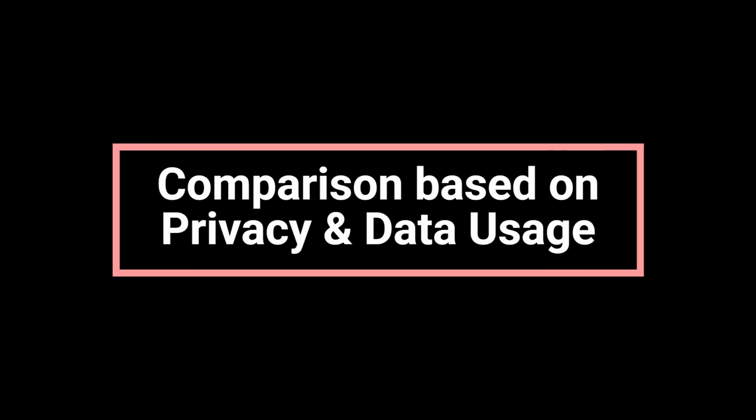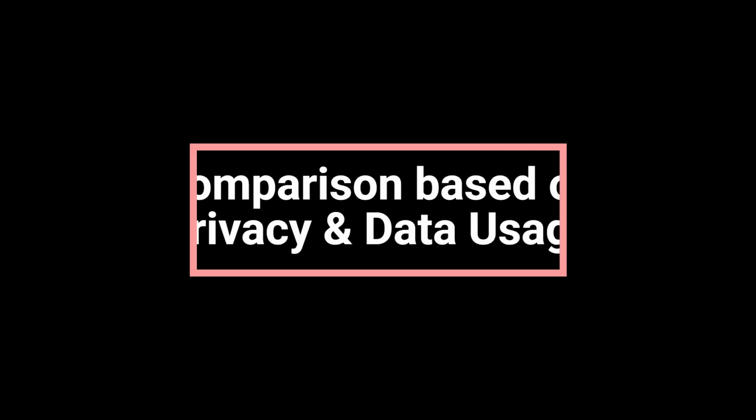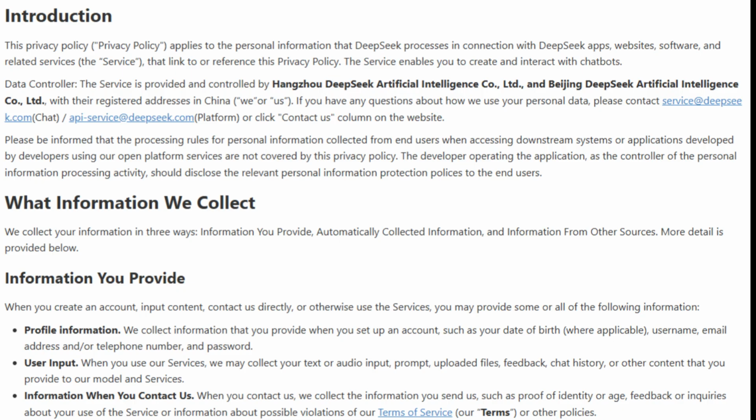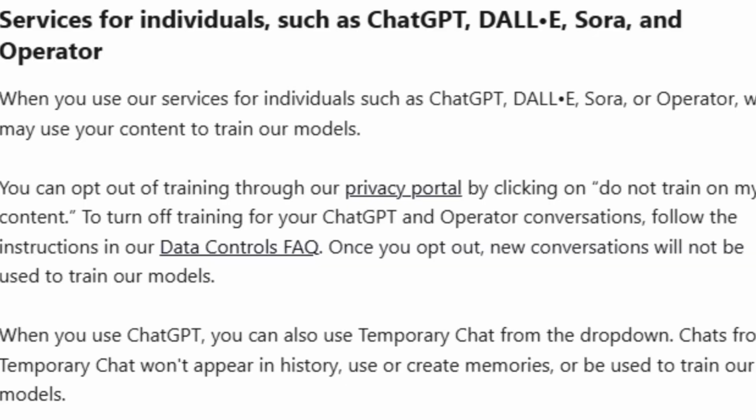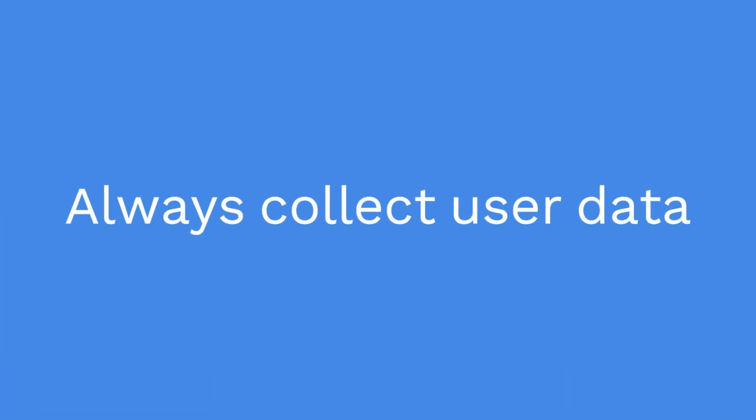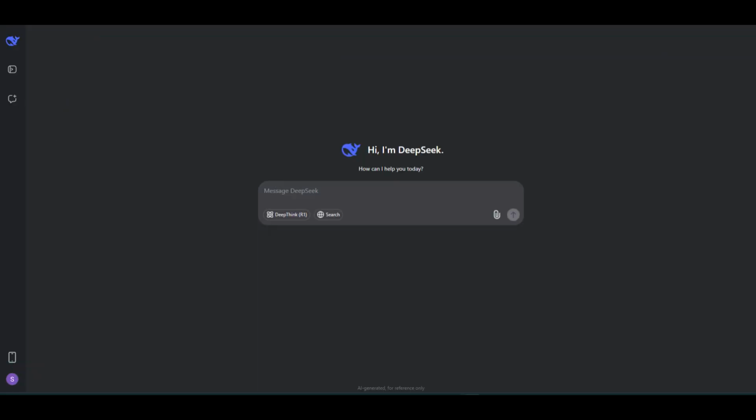Now, a comparison based on privacy and data usage. ChatGPT R1 and DeepSeek R1 both use users' data for training and improving their models. For ChatGPT, the user can opt out of the data sharing process if they have a paid subscription, but DeepSeek doesn't have this option and always collects user data when using DeepSeek's web or app interface.